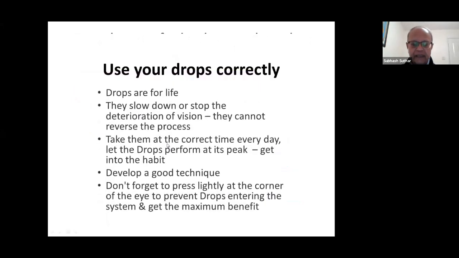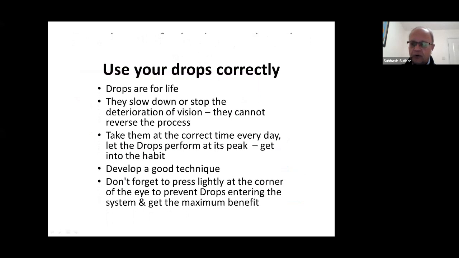Use eye drops correctly. For glaucoma, drops are for life. They slow down or stop deterioration of vision. They cannot reverse the process. Take them at the correct time every day. Let the drops perform at their peak. Get into the habit. Develop a good technique.